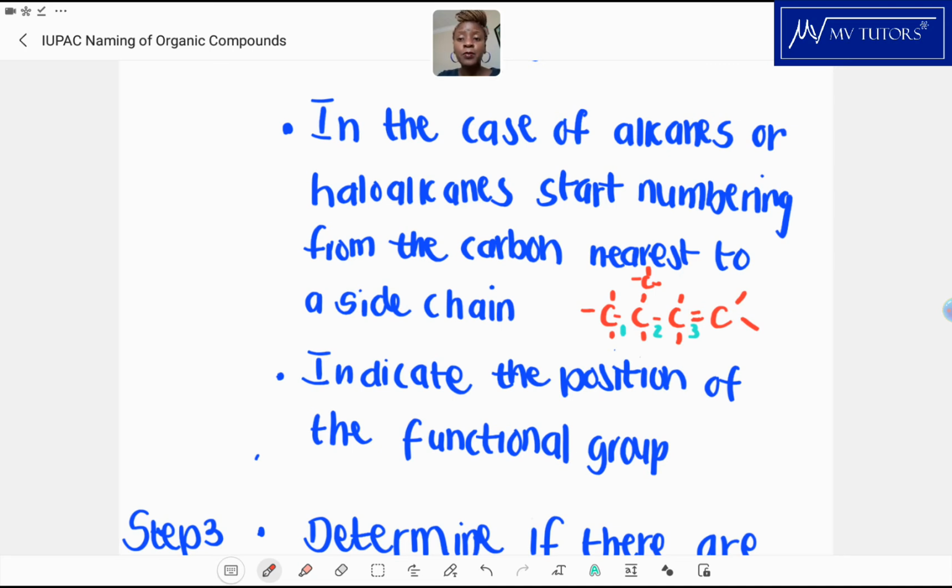Now if I have a double bond here, I have an alkene now, right? 4 carbon atoms, so butene. And remember, I have that side chain or my branch. So I will still number from the one closest to the branch. But now when I get here, I know that my double bond is on the 3rd carbon. So that's how you indicate the position of the functional group. So the double bond, or your alkene in this case, would be on the 3rd carbon. So that is what it means.